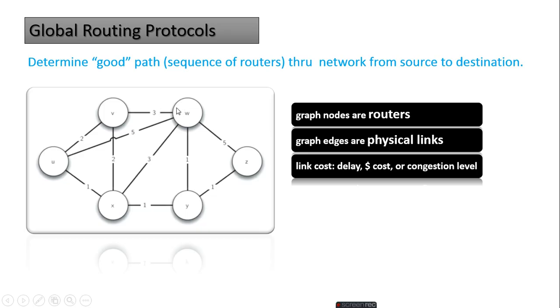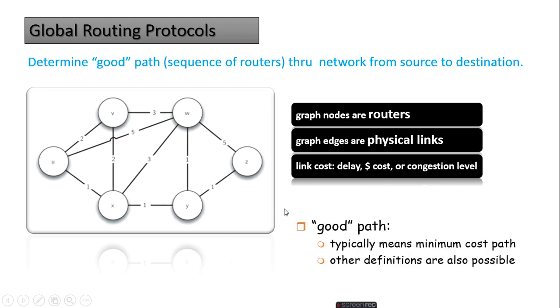This is known as a graph. Graph nodes are routers, and graph edges are physical links. Now, how do you determine a good path? If I ask you to select the best path between U and Z, you might say that you can go from U, V, W to Z. Or someone can say that no, the best path is U, X, Y and Z. Or someone can say U, W and Z. However, if you look at the numbers, you can easily figure out the best path is U, X, Y, Z.